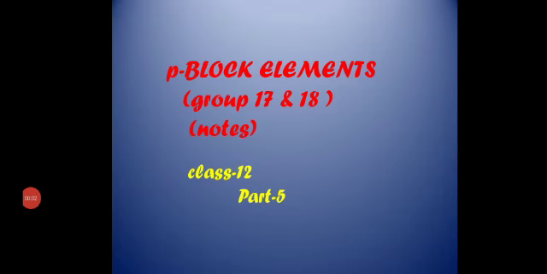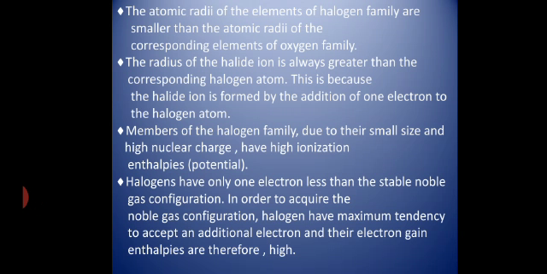Now coming to the group 17 and 18 elements, we can say that in group 17 of the periodic table, we have the halogen family. That is fluorine, chlorine, bromine, iodine, and astatine, which is artificially prepared. All are natural: fluorine, chlorine, bromine, iodine. But astatine is artificially prepared, and it is a radioactive element. They are collectively known as halogens.